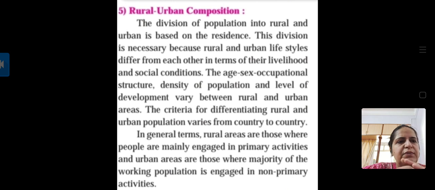Yes, the rural and urban population in the USA, Canada, or Japan is very different as compared to the rural and urban population over here. In general terms, rural areas are those where people are mainly engaged in primary activities, are farmers. And urban areas are those where the majority of the working population is engaged in non-primary activities. Cities like Mumbai, Nagpur, Nasik come into urban areas. So this rural-urban composition also makes a difference and it adds on to the demographic dividend.